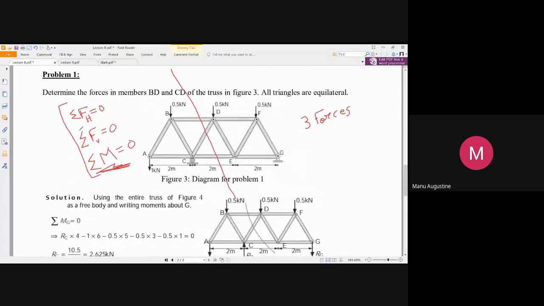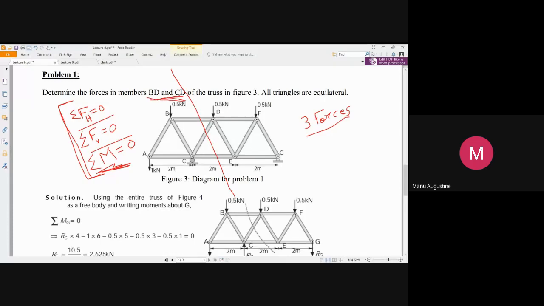These two equations are always allowed. So in method of sections, you have permission to use three equations. And therefore, the condition is that not more than three unknown forces can be allowed. So the section should preferably be drawn through the unknown forces that are asked of you.